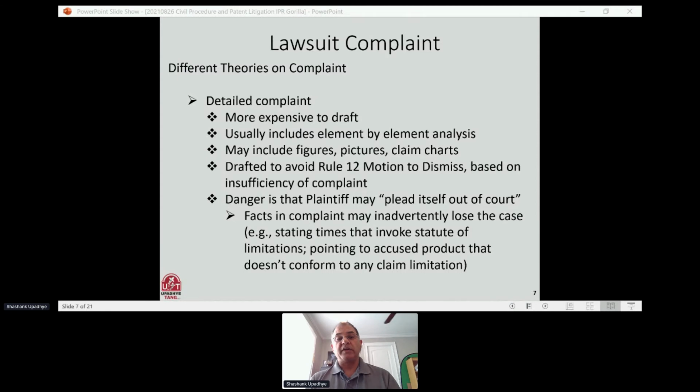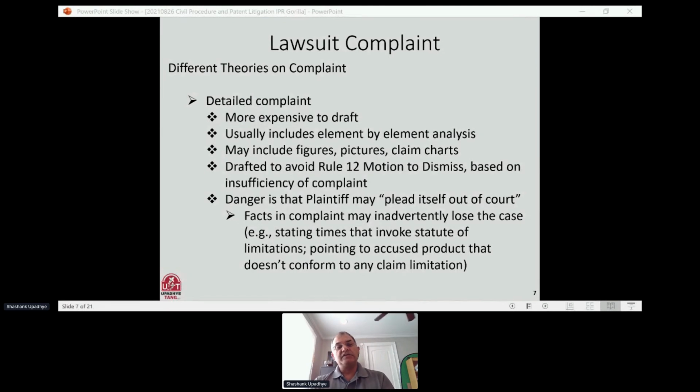So now let's think about a more detailed complaint. A more detailed complaint, of course, is more expensive to draft. You'll see complaints that are drafted that have an element-by-element analysis. They may even include figures or pictures of the accused device, pictures from the internet, product manuals, and then they actually include claim charts where they say, this is my patent claim, and this is what it requires: a machine having parts A, B, C, and D. And then in another column, it would have pictures or charts that would show why the accused device has parts A, B, C, and D.